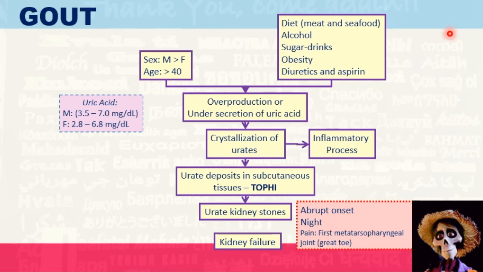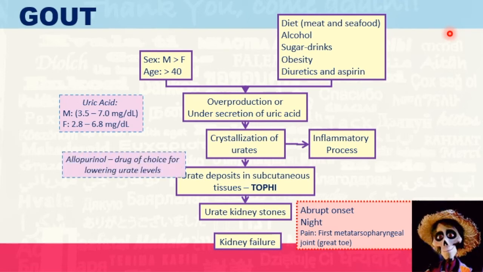Okay, so for us to know what is high and low for uric acid, of course, you need to familiarize that for the men, that would be 3.5 to 7 milligram per deciliter, whereas for female, it would be around 2.8 to 6.8 milligram per deciliter. There are several drugs of choice. Later on, we'll talk about the other drugs. For the meantime, just remember that your allopurinol is the drug of choice that would lower the urate levels. Again, allopurinol is the drug of choice that would lower your urate levels.